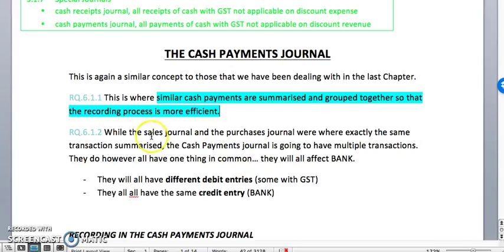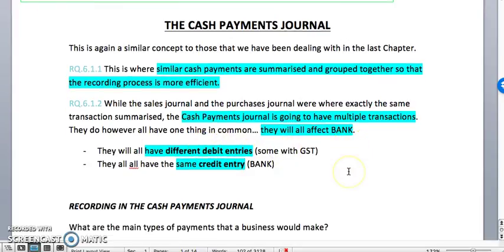So while the sales journal and purchases journal are exactly the same transactions summarized, the cash payments journal is going to have multiple transactions. That's because the cash payments journal is summarizing all the payments that affect the bank. Not all payments that affect the bank or that go out of the bank. So they're going to have different debit entries, but all the same credit entry. So bank is always going to be credited because we're decreasing the amount of cash we have in the bank, but it's going to be credited as a result of a number of different debit entries.